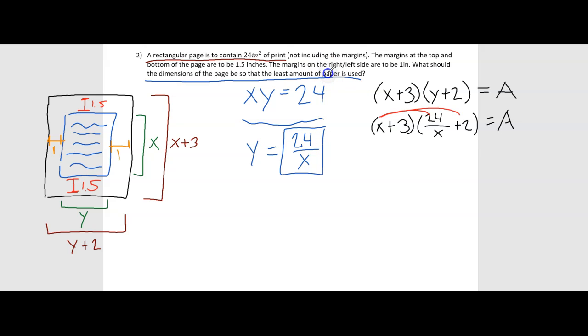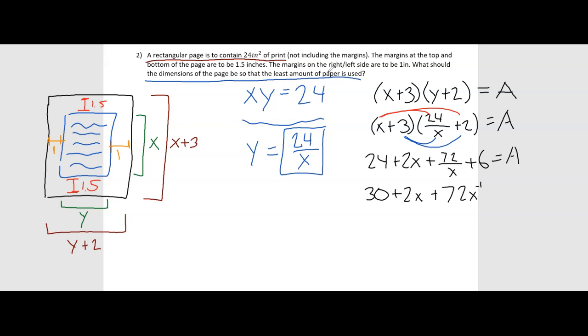So if I distribute here, I'm going to get 24 plus 2x. Distribute the 3 to both of those terms. That's going to give me 72 over x plus 6 is equal to a. Let me rewrite this with my x, my numerator, and let me simplify. So I'm going to get 30 plus 2x plus 72 times x to the power of negative 1 is equal to a. And this should be a pretty simple derivative to take.